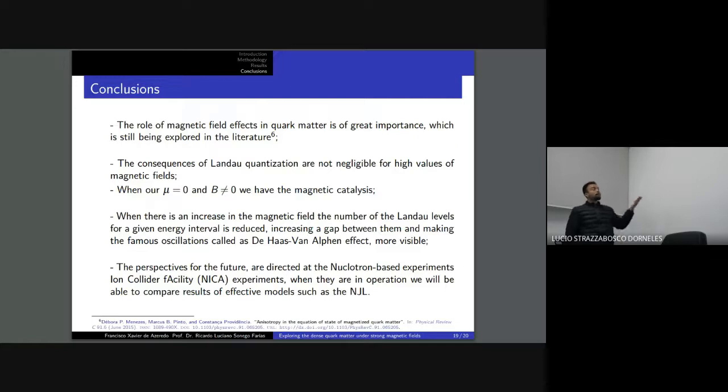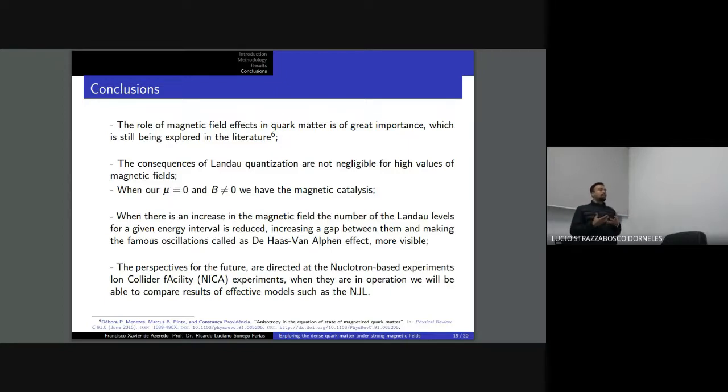So, my conclusion of this talk is that the role of magnetic field effects in quark matter is of great importance. The consequences of Landau quantization are not negligible for high values of magnetic fields. When we have a chemical potential equal to 0 and a magnetic field not equal to 0, we have magnetic catalysis. When there is an increase in the magnetic field, the number of Landau levels for a given energy is reduced, and then we get the famous oscillation called the de Haas-van Alphen effect.